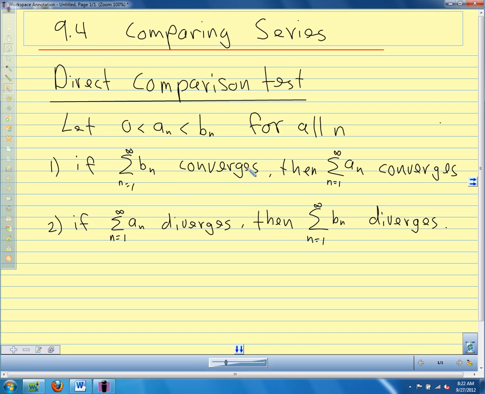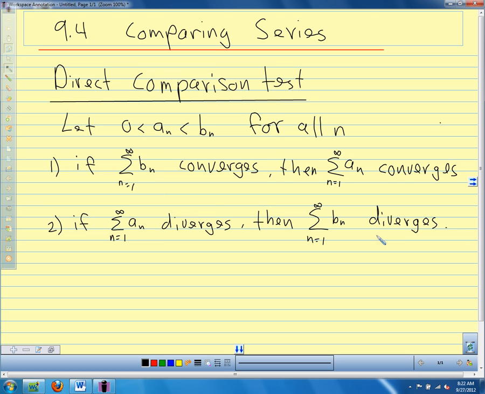And the graphical argument that I just made, that's how we would go about proving this test. For this first condition, if the sum for b sub n converges, that puts an upper bound on the sequence of partial sums for the series for a sub n. So that ensures that a sub n converges.